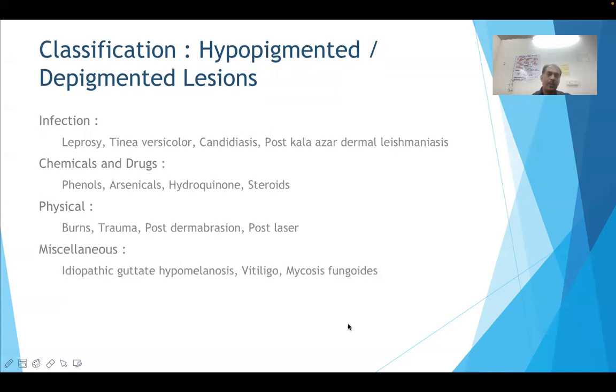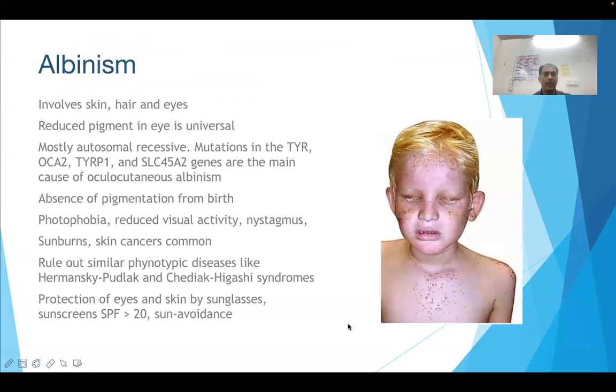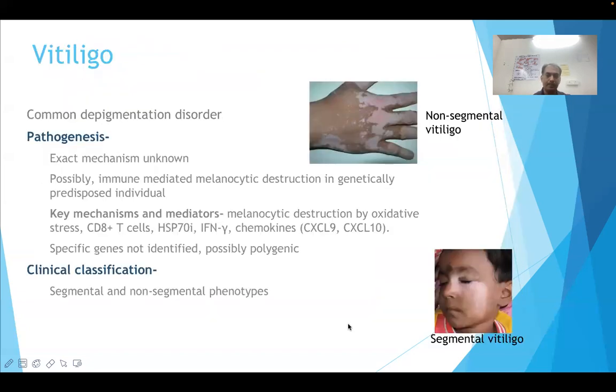Other causes are infections such as leprosy, pityriasis versicolor, candidiasis, post-kala-azar dermal leishmaniasis; chemicals and drugs such as phenols, arsenicals, hydroquinone, and steroids; physical trauma, burns, post-dermabrasion, post-laser; and miscellaneous reasons being idiopathic guttate hypomelanosis, vitiligo, mycosis fungoides. All these are the reasons that might lead to hypopigmented or depigmented lesions.